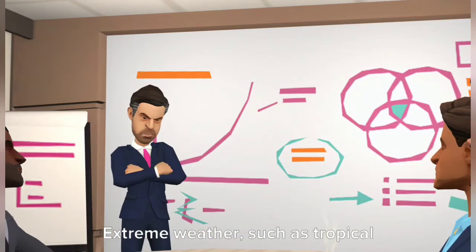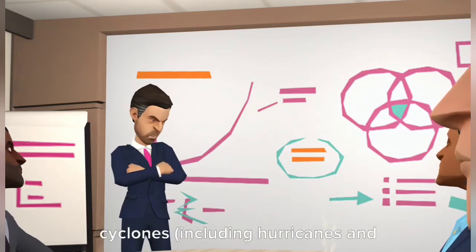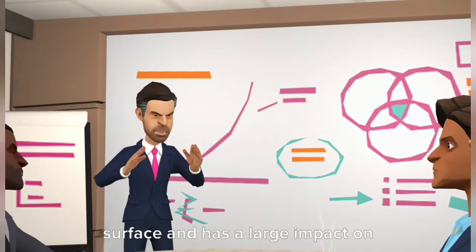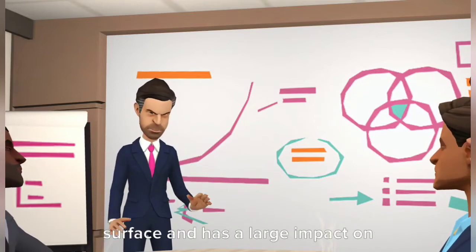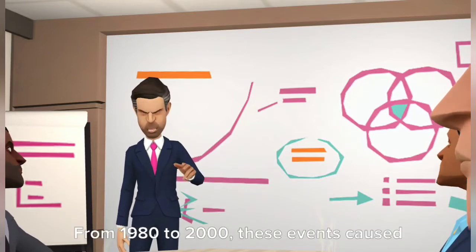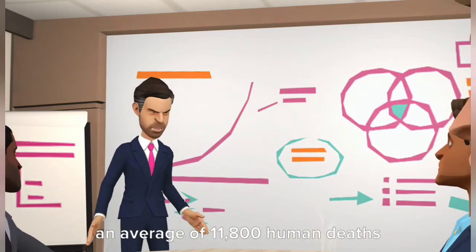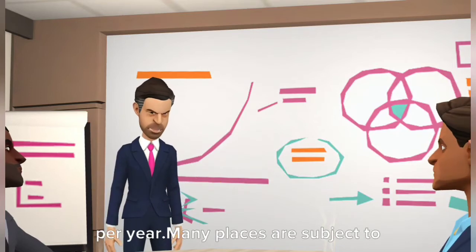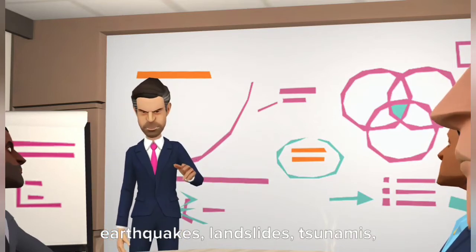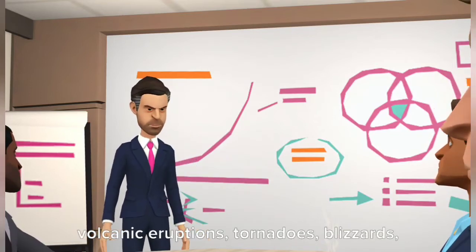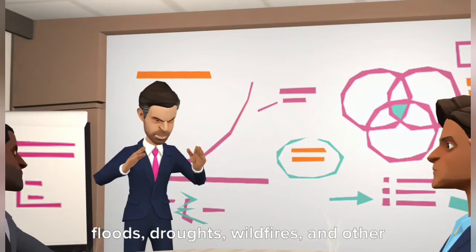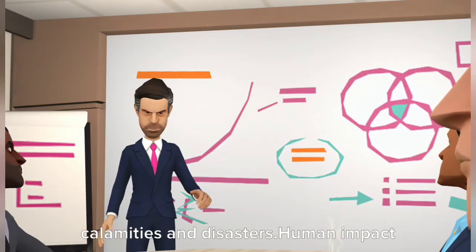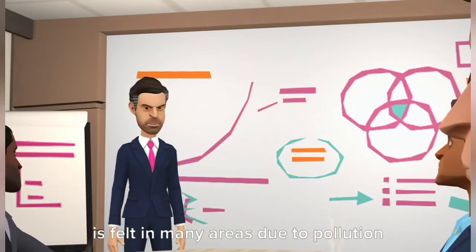Extreme weather, such as tropical cyclones, including hurricanes and typhoons, occurs over most of Earth's surface and has a large impact on life in those areas. From 1980 to 2000, these events caused an average of 11,800 human deaths per year. Many places are subject to earthquakes, landslides, tsunamis, volcanic eruptions, tornadoes, blizzards, floods, droughts, wildfires, and other calamities and disasters.